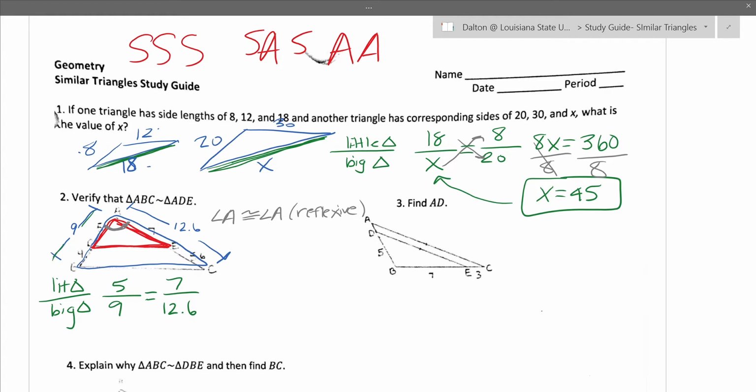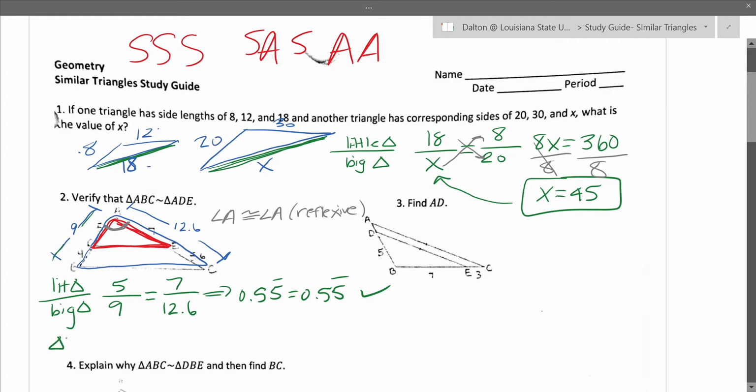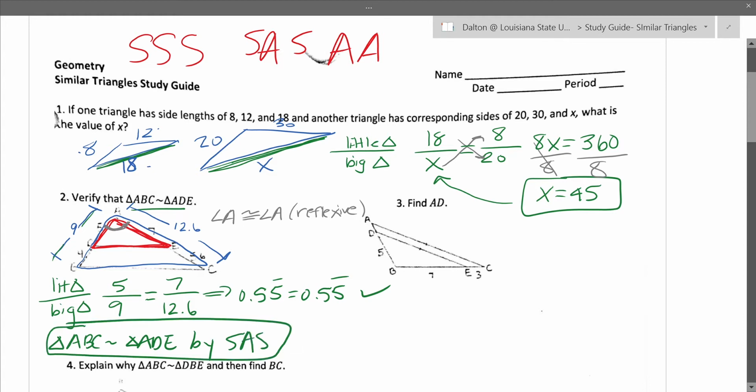5 divided by 9 in your calculator, you're going to get 0.55 repeating. And if you divide 7 divided by 12.6, you're also going to get 0.55 repeating. If you get the same decimals, then that means they're proportional. So we can claim triangle ABC is similar to triangle ADE. I'm just repeating the question essentially, except I'm going to say by SAS. We proved two sides were proportional and we showed the angle was congruent.